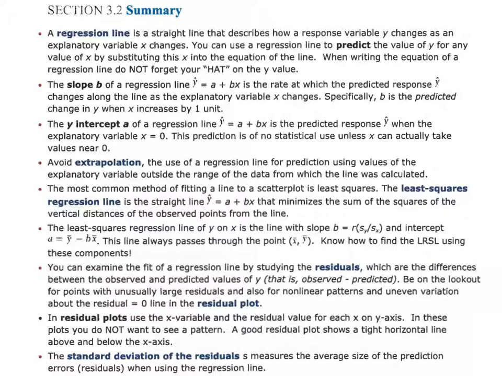If they asked us to predict something when x is 10, that's extrapolation. We're outside of the data, so it may not give us a valid answer. The least squares regression line is the equation that the calculator gives us when we do a linear regression. Also reference your formula sheet.